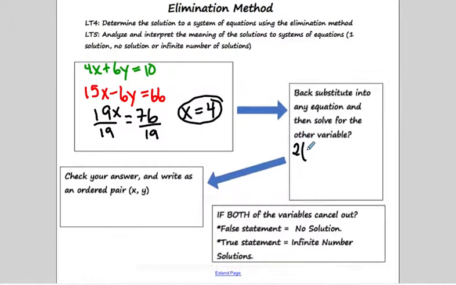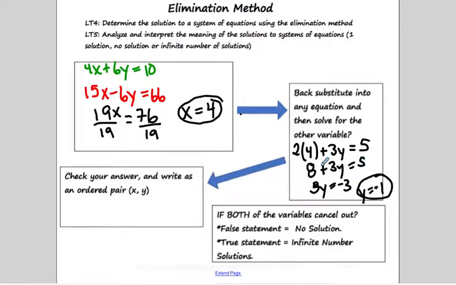I'm going to plug in my x value. My x value is 4. That's going to equal 5. So we get 8 plus 3y equals 5. 3y equals -3. And so y equals -1. So we back substitute to solve for the other variable. And so here our x value was 4, and our y value is -1.